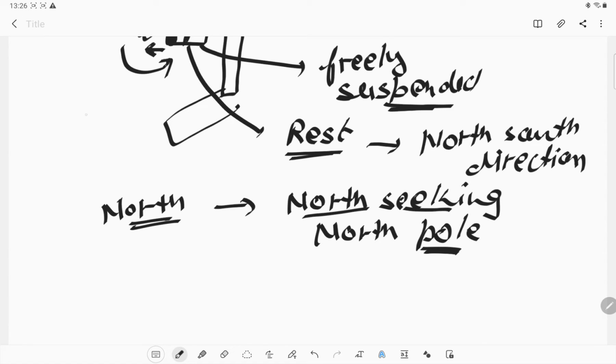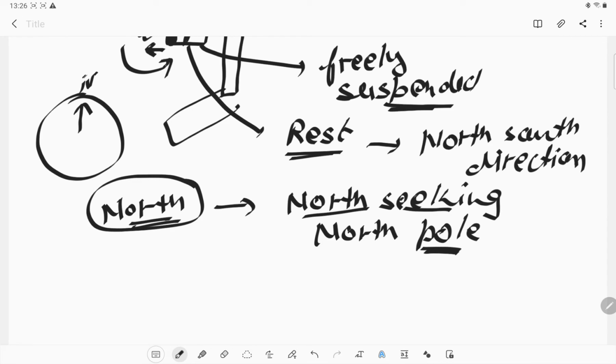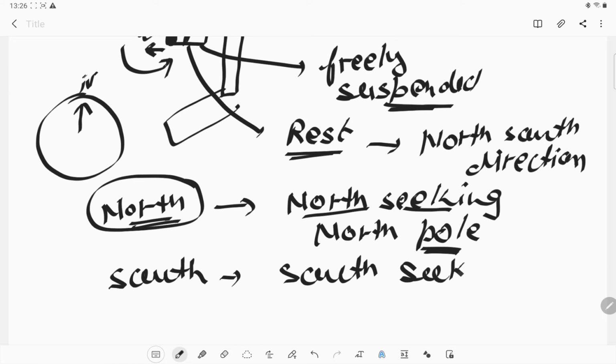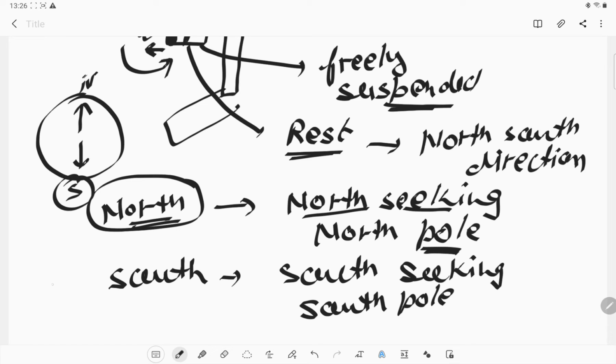What is the north seeking? The geographical north. This is our earth, and if our magnet points toward the geographical north direction, that means that is the north pole of that magnet. Or the other is the south pole. So which is the south pole? The south seeking pole, or we can say that is the south pole. The pole which seeks toward the geographical south of the earth is known as the south pole of that magnet.